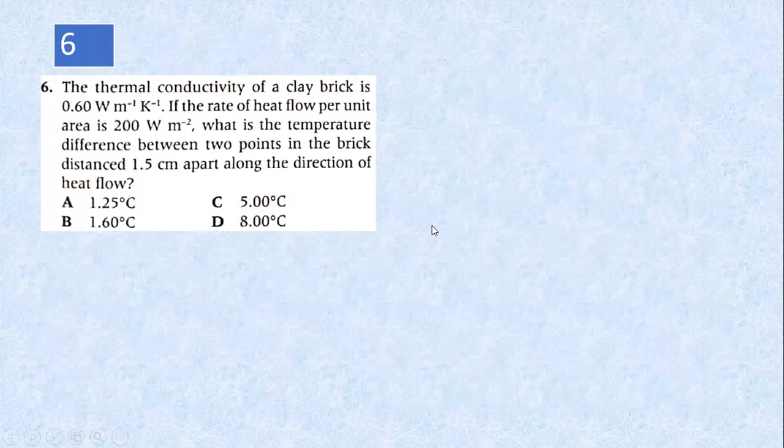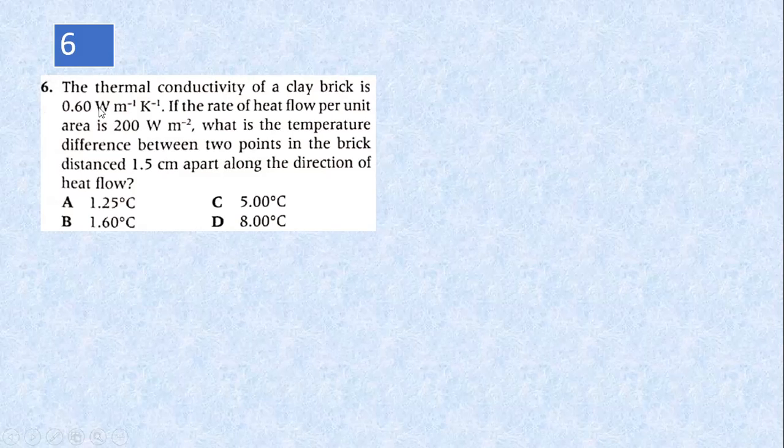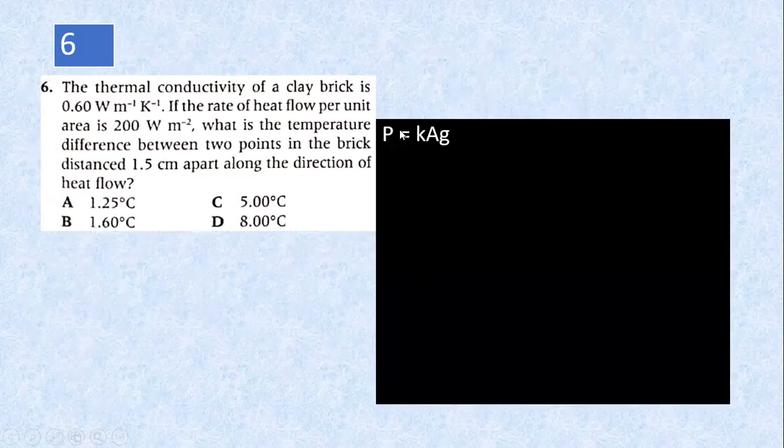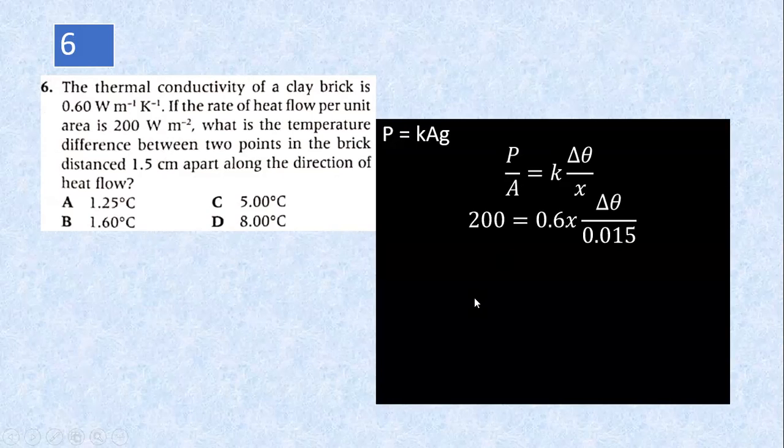You should be able to calculate, learn to read. This is your K. Just get it using the formula, that's all. That's your P equals KA, that's your formula. K, that's your P over A. P over A is given. Then you are given your X. So you want to find the change in temperature, that's all. Put in what is given and calculate out.